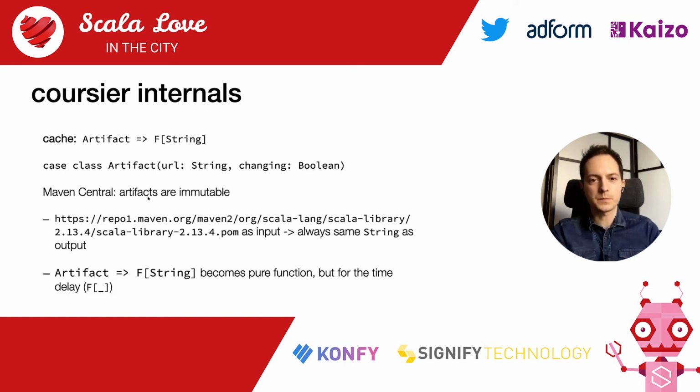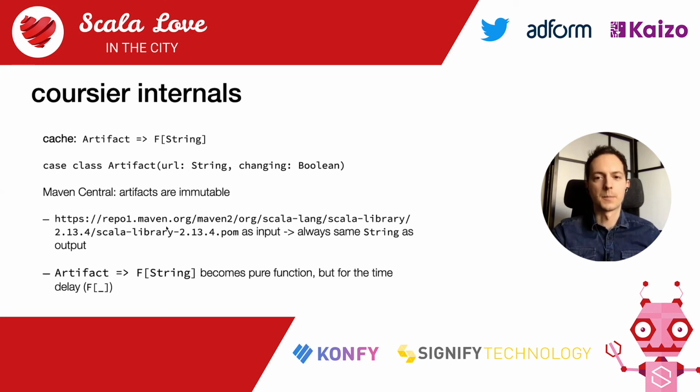One nice thing to notice here for reproducibility is that most of the artifacts that we get from coursier come from Maven Central, and as you may already know, artifacts on Maven Central are immutable. That is, if we look, for example, at an artifact such as this one here, we have the URL of a pom file of the Scala library. This file does not change and will not change in the future. We can't overwrite files on Maven Central, and we can't delete them either.